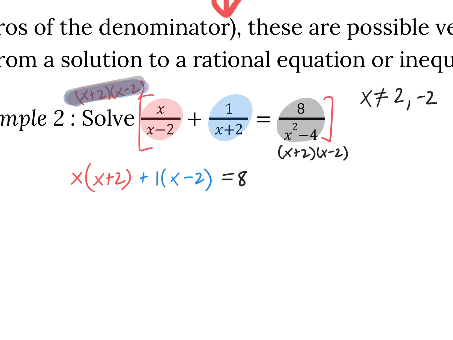And now this just becomes an algebra 1 problem. We just got to distribute here and solve for x. So when I distribute, I get x squared plus 2x plus 1x minus 2, and that equals 8. When we've got quadratics, we want to get everything equal to 0, so that way we can factor or solve it using our calculator. So that's going to give me x squared plus 3x minus 10 is equal to 0.